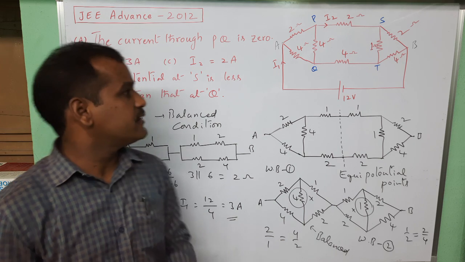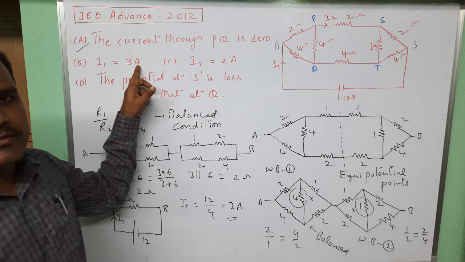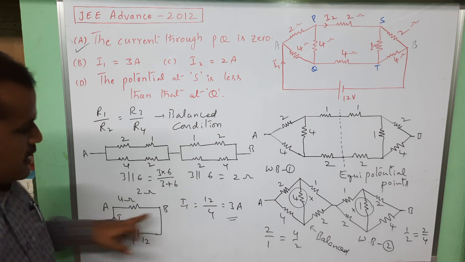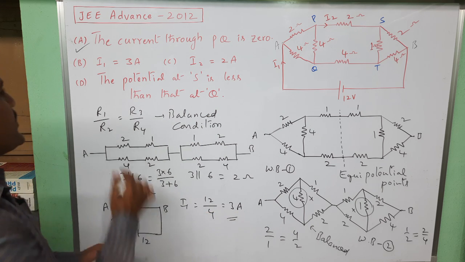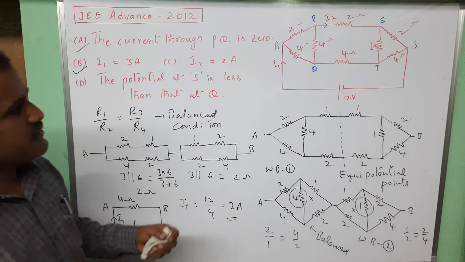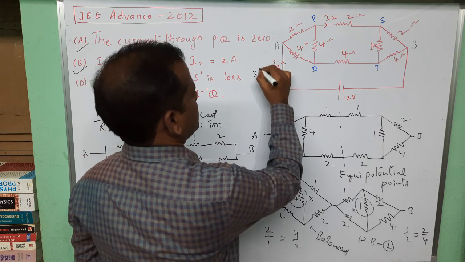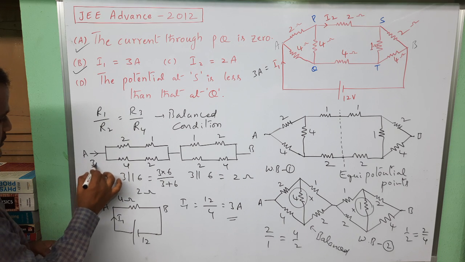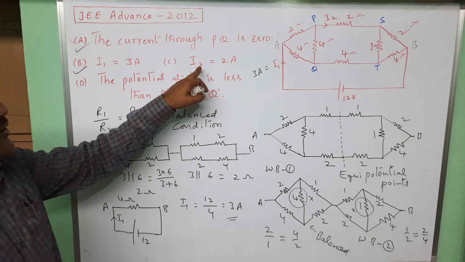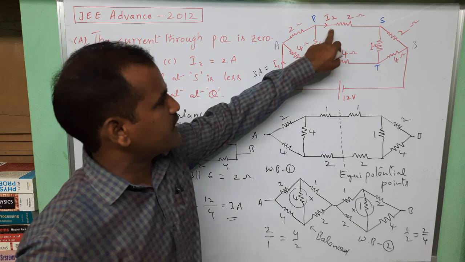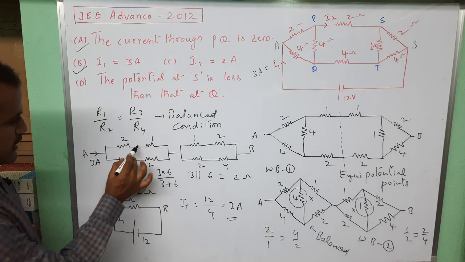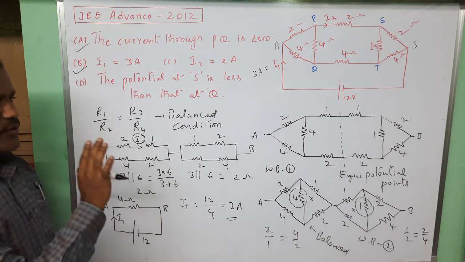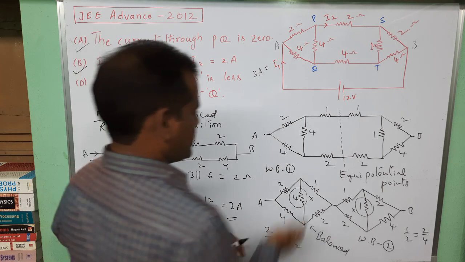Next statement is current I1 is equal to 3 amps. Where is the current means this one. This I1 current or this one 3 amps we are getting. That means option B also correct. So from this 3 amps, if this is 3 amperes, that means here 3 amperes coming. Then what about the current I2? I2 means current flowing in this branch. That means here the current flowing in this branch I2. What is the value of this I2? We need to find. For that, first let us find that current.